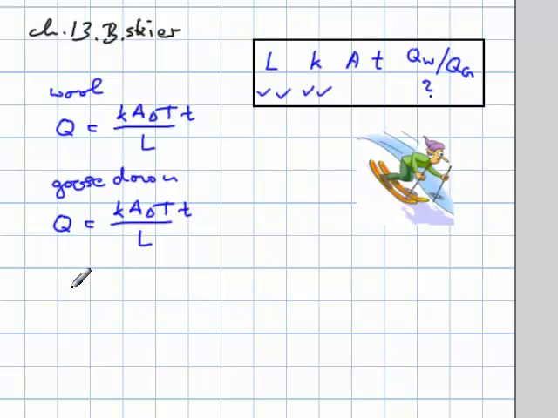And then I'm going to write that Q of the wool divided by Q of the goose down is all of this here divided by all of that. Notice that with the same area, that divides out, with the same temperature difference. That's what they say, and I forgot to write this down here. So delta T.